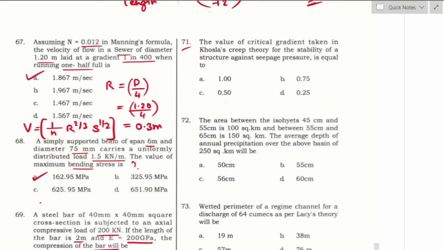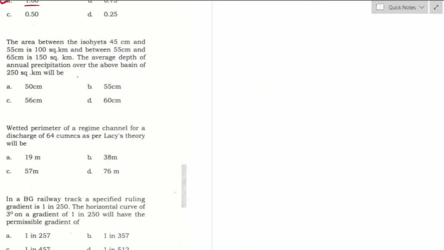Question number 71. The value of the critical gradient taken in Khosla's creep theory for the stability of the structure against seepage pressure is equal to 1. Option A is the right answer.